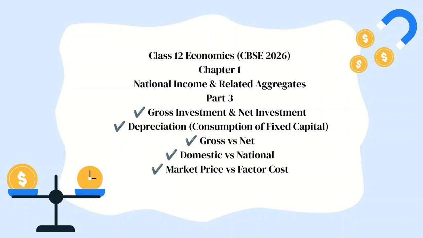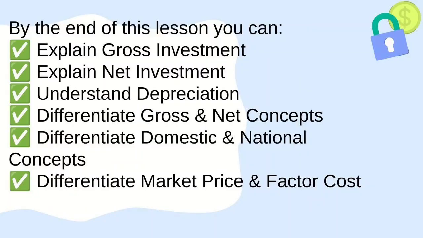In our previous lesson, we learned about factor income, transfer income, domestic territory and normal resident. Today we will understand 5 concepts that are extremely important because they will be used throughout the chapter when we study GDP, GNP, NDP, NNP and national income. If you understand today's lesson well, the numerical and theoretical questions later in the chapter will become much easier. All these concepts are interconnected. We will learn them one by one and then connect them together. This connection is very important because it forms the basis of national income accounting.